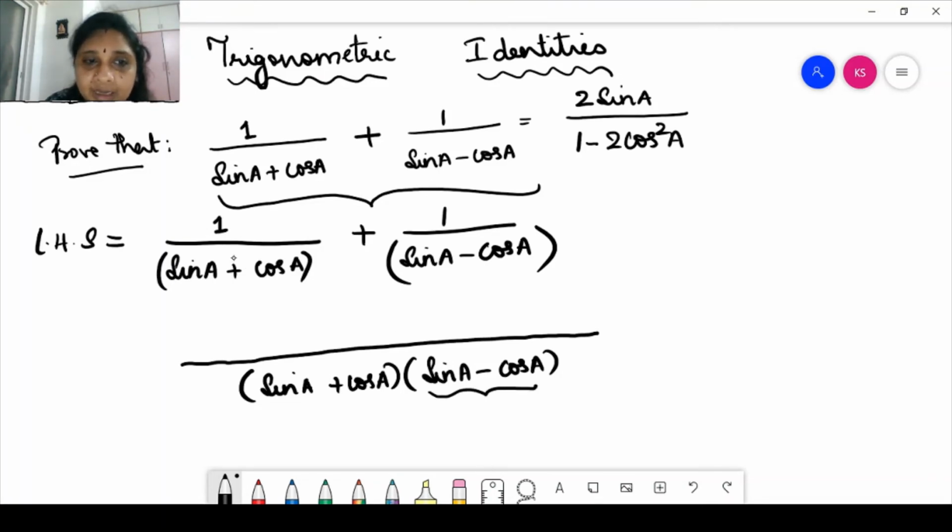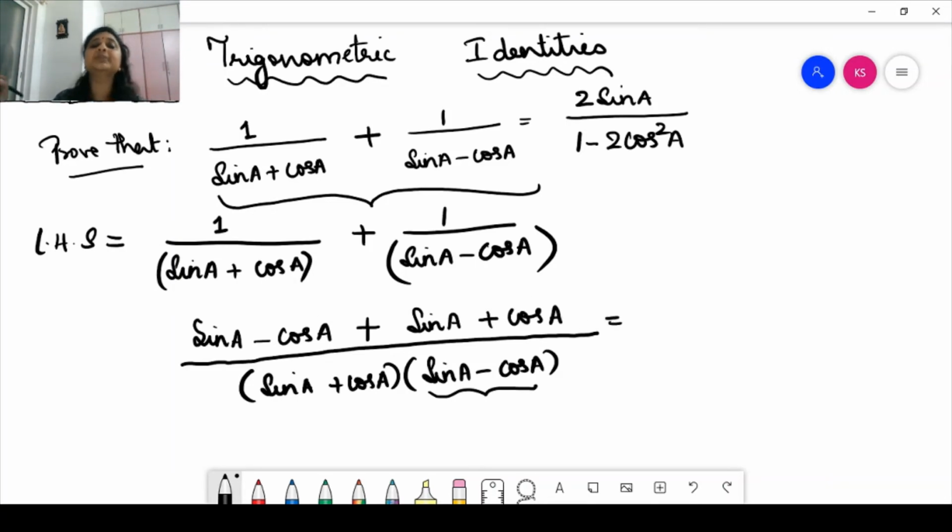You have to compare the LCM and the denominator in the fraction. So which is the missing factor? That sine A minus cos A will be multiplied to the numerator. So 1 into sine A minus cos A will give you sine A minus cos A. Plus, now compare the denominator of the second fraction with the LCM. What is the missing factor? Sine A plus cos A. That will be multiplied to the numerator. So 1 into sine A plus cos A gives you sine A plus cos A.